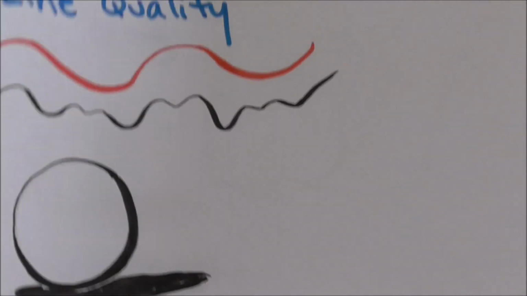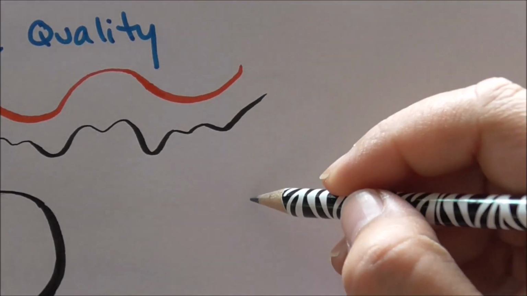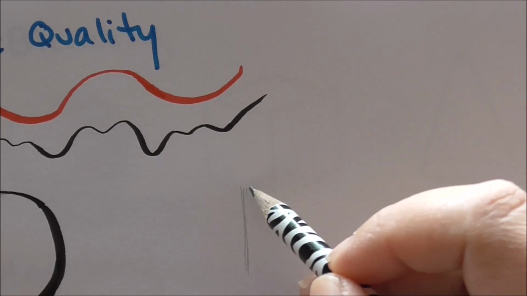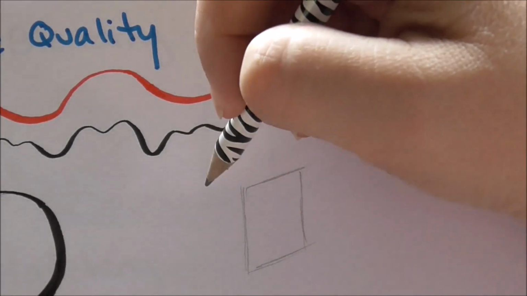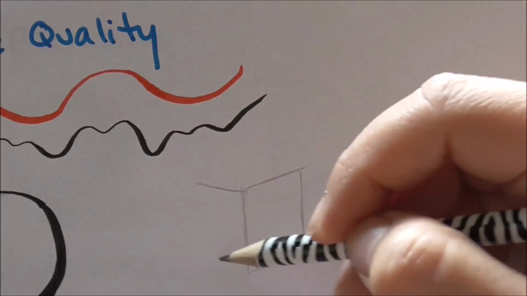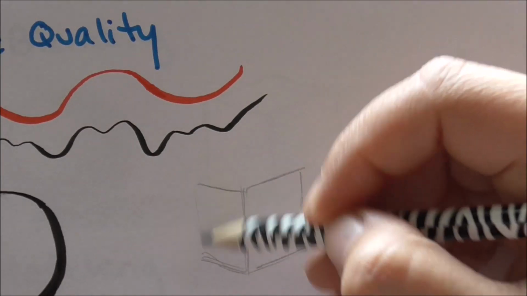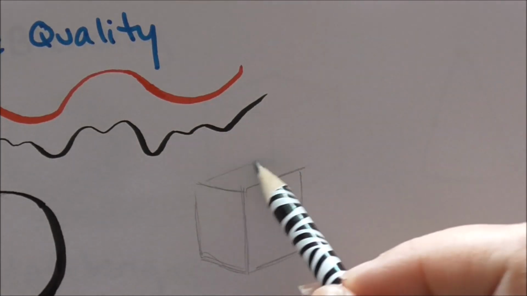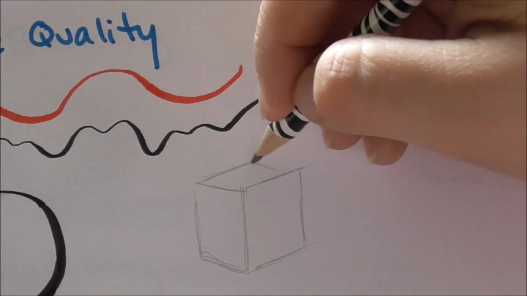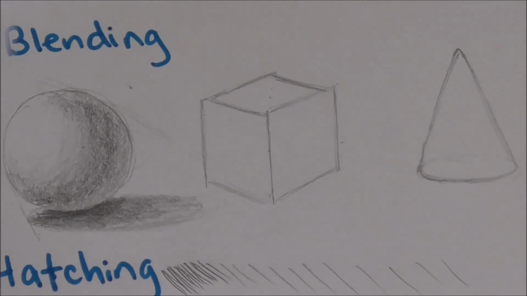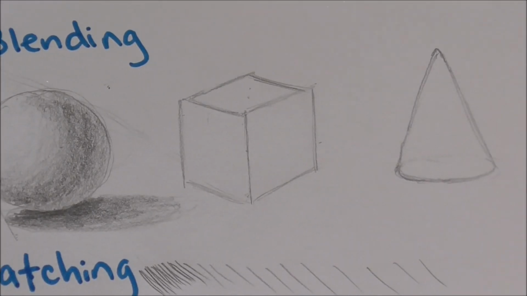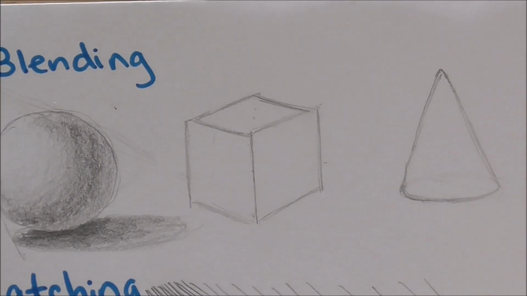Okay, I'm going to draw one more for our line quality here. Okay, so we have all of our cubes. Okay, let's go back to this one. So this is our blending one.